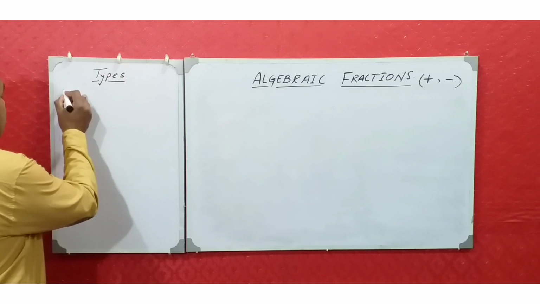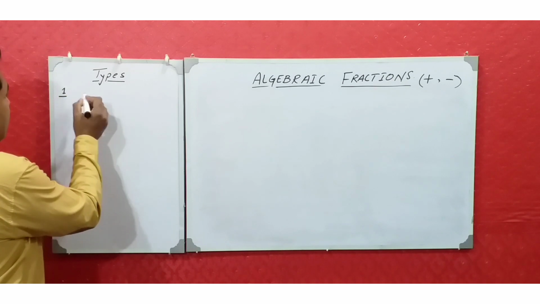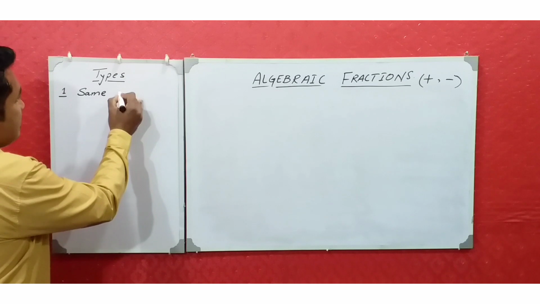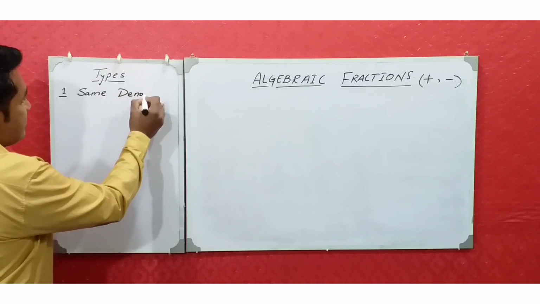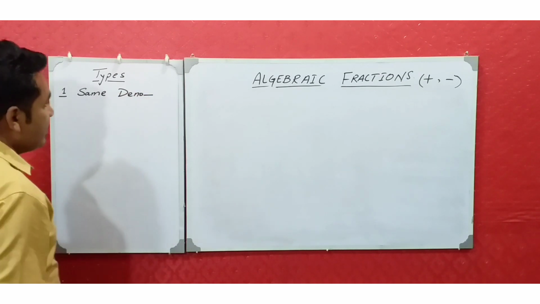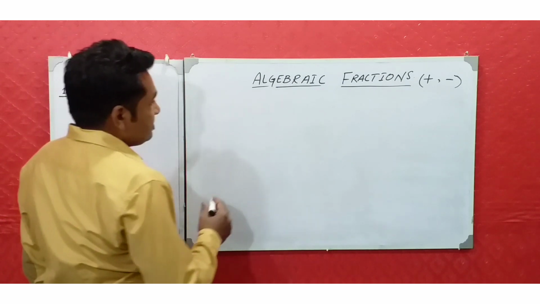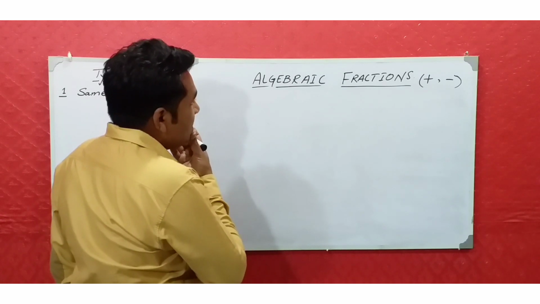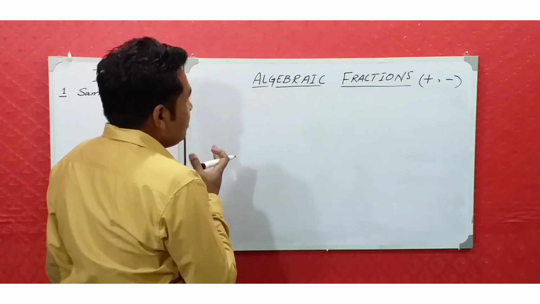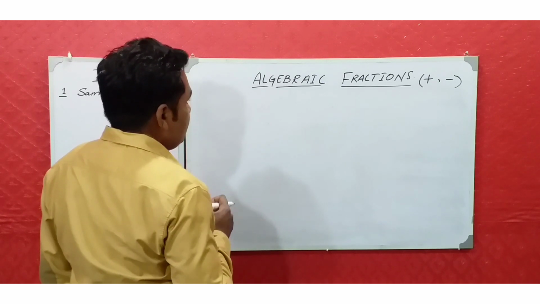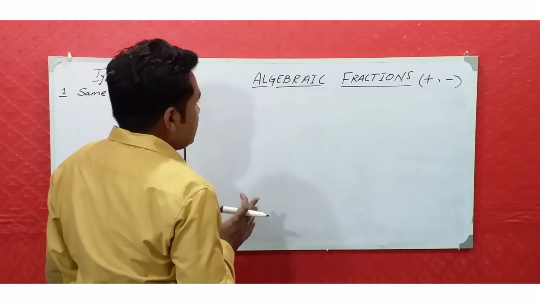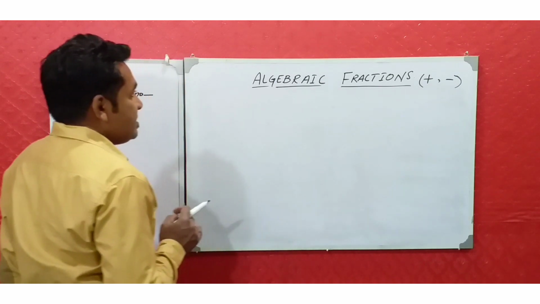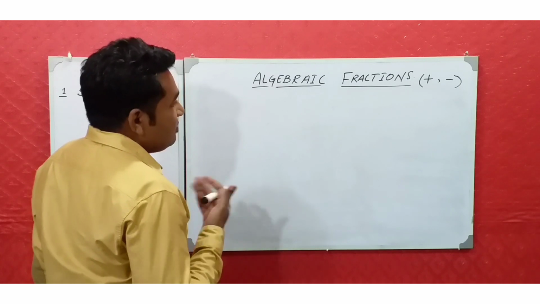First type, you can call it type number one: fractions with the same denominators. I will keep telling you that the concepts of solving algebraic fractions and arithmetical fractions are the same. The only difference is that in algebraic fractions, variables are involved.